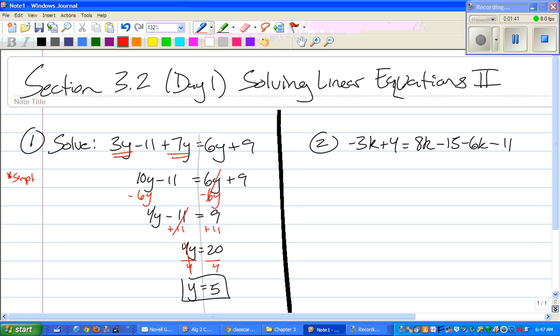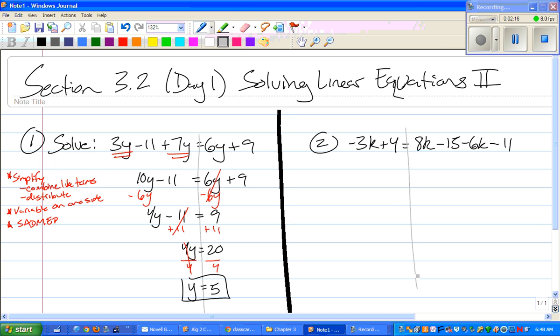So what we do is first we simplify. Okay, and that means to combine like terms or to distribute. We want to get our variable on one side. And then the last thing we're going to do is SADMAP. If you need to write that down, write it down.